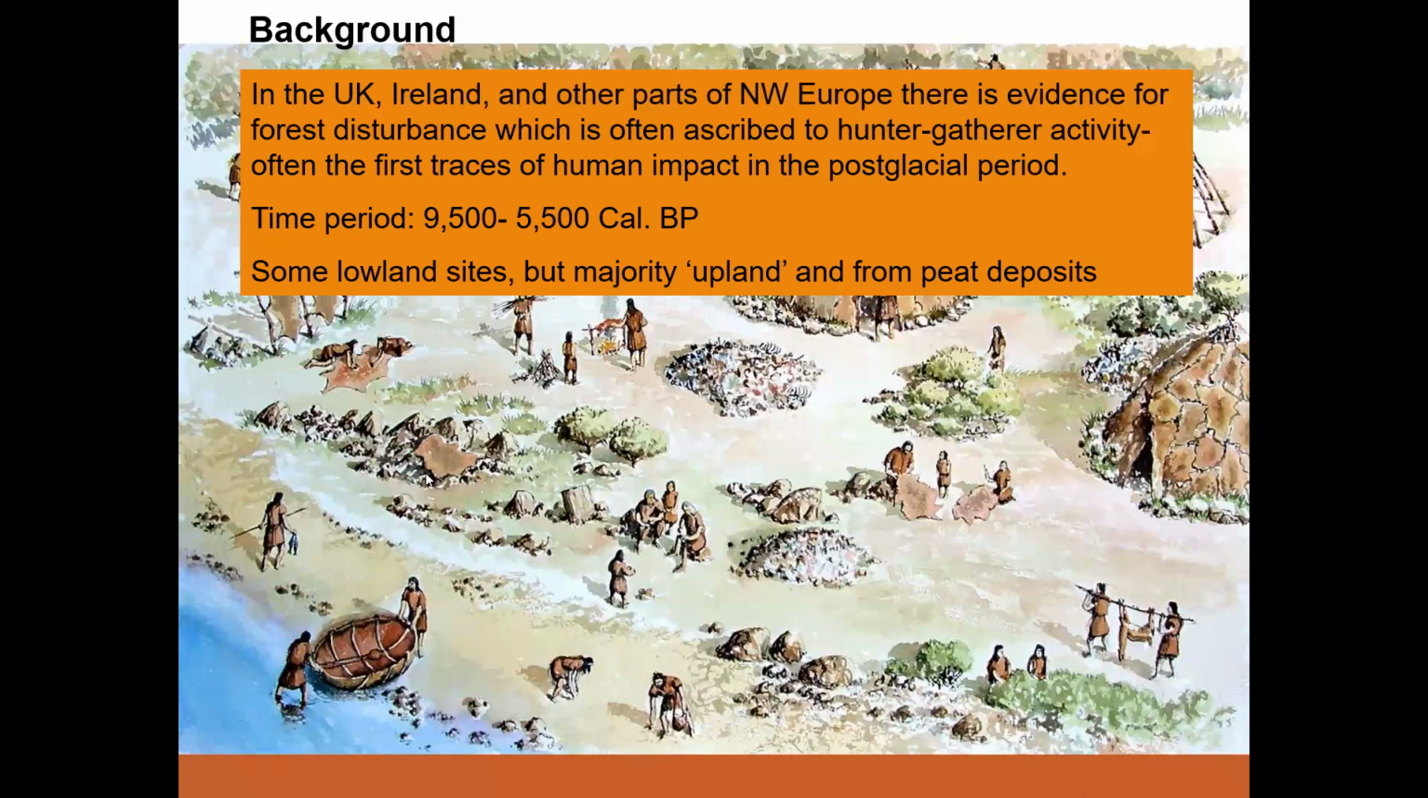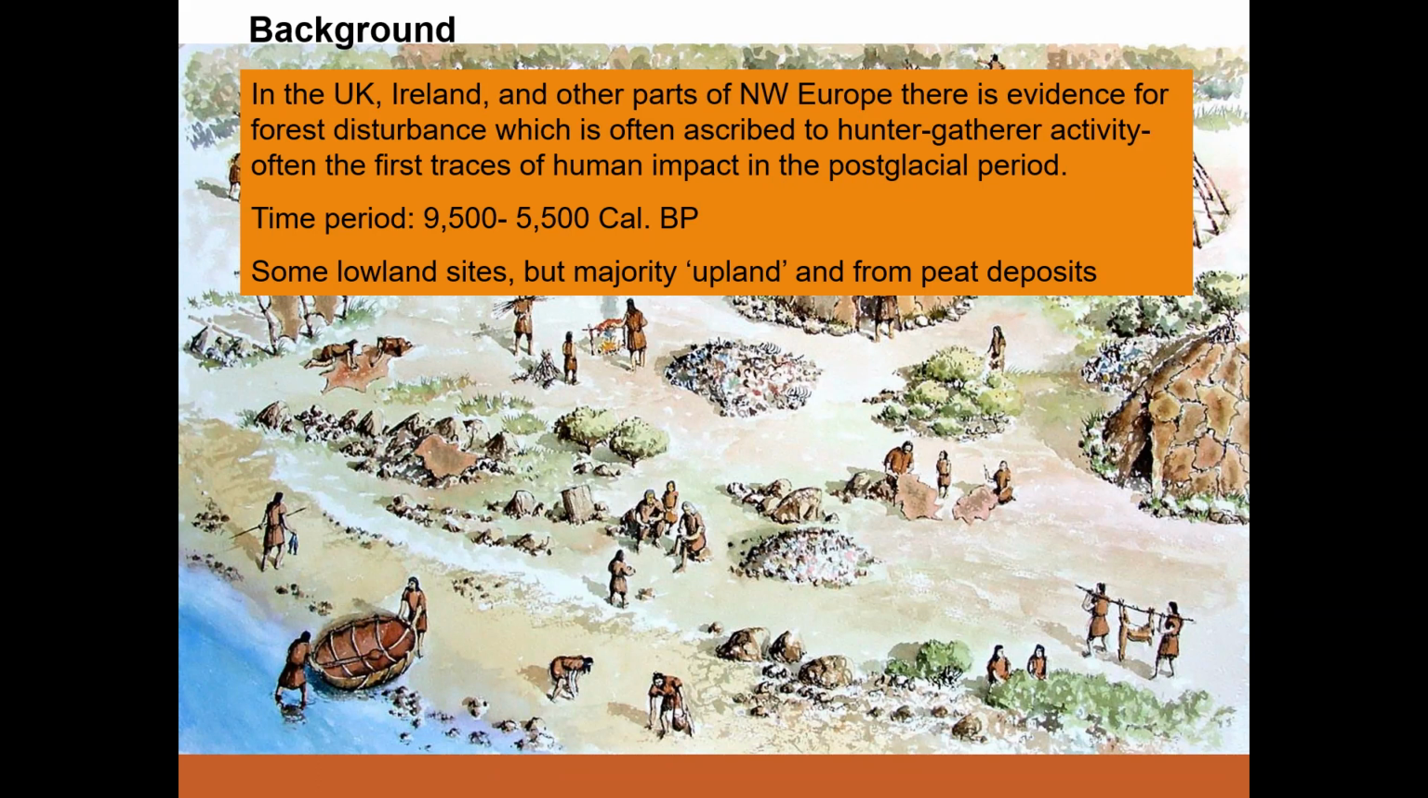In the UK, in Ireland, and in some other parts of Northwest Europe, there's evidence for forest disturbance associated with hunter-gatherer activity. This is often seen as being the first traces of human impact in the post-glacial period. And there are some lowland sites that show similar patterns, but the majority of the evidence comes from what in the UK we call uplands, which in the UK is not big parts of the UK quite flat, so it's not what most people call a mountain.